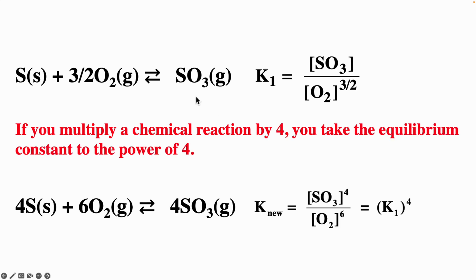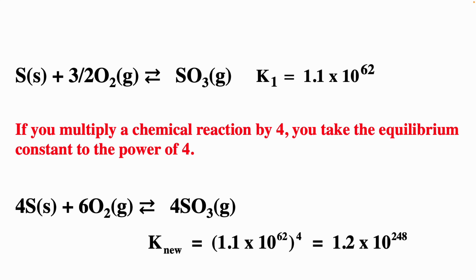If you multiply a reaction times 4, and so chemical reactions are like mathematical equations, you can multiply through by a number. And so if we multiply through by 4, we go from 1 to 4, 3 halves to 6, 1 to 4. We have to take the old equilibrium constant to that power, to the power of 4, to get the value of the new equilibrium constant.